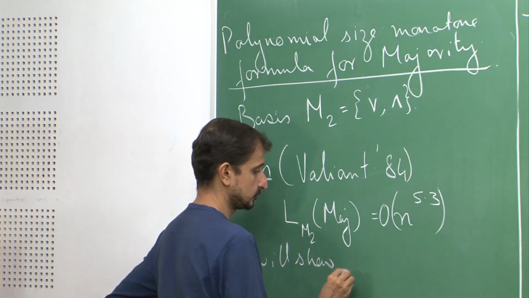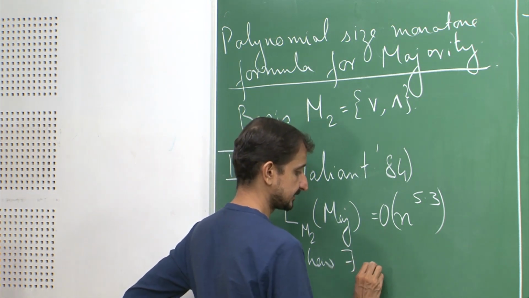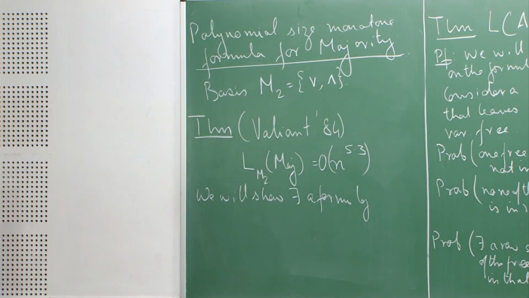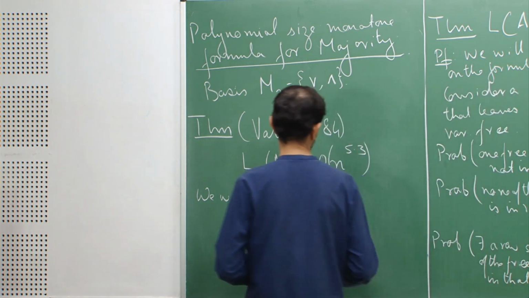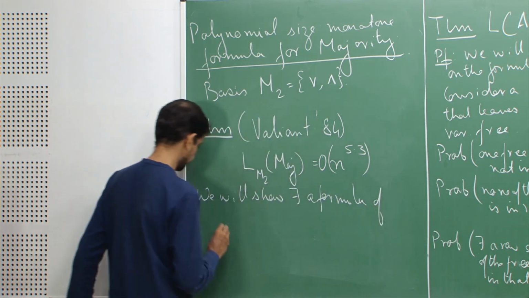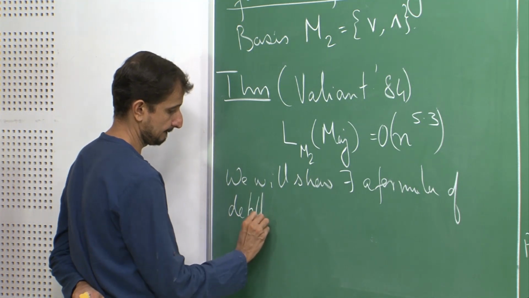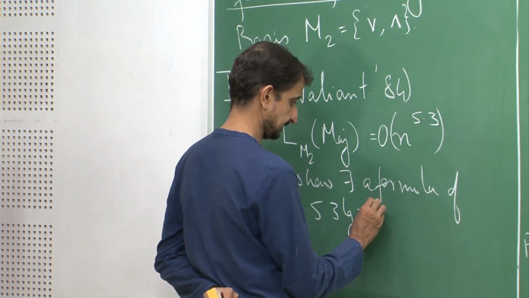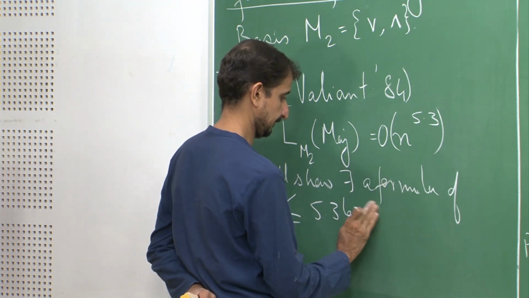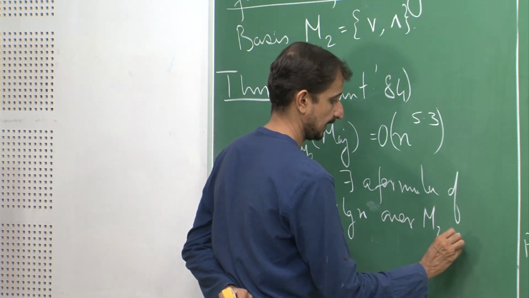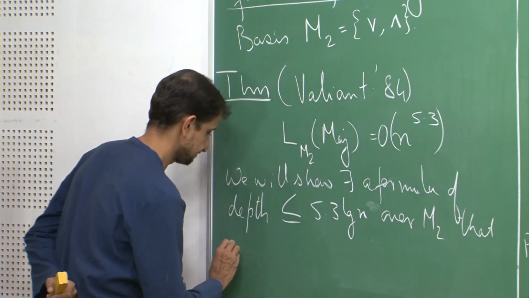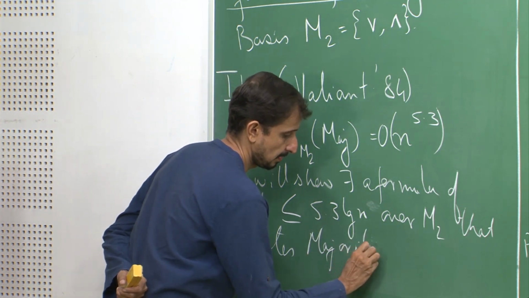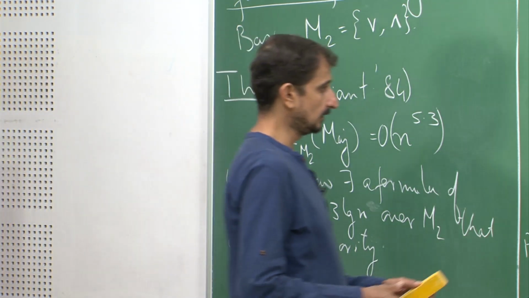We will show there exists a monotone formula, or okay, a formula over M2, of depth at most 5.3 log n, that computes majority. Okay. So, any questions?